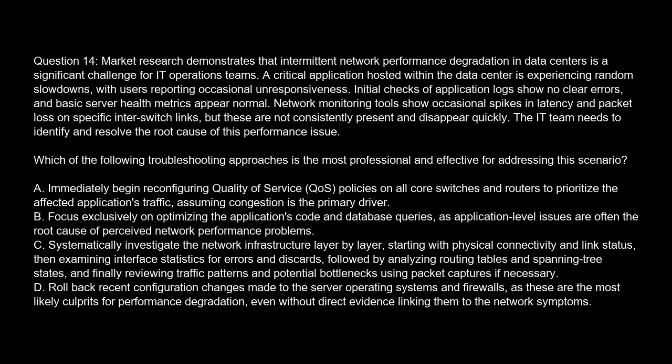Option C. Systematically investigate the network infrastructure layer by layer, starting with physical connectivity and link status, then examining interface statistics for errors and discards, followed by analyzing routing tables and spanning tree states, and finally reviewing traffic patterns and potential bottlenecks using packet captures if necessary. Option D. Roll back recent configuration changes made to the server operating systems and firewalls, as these are the most likely culprits for performance degradation, even without direct evidence linking them to the network symptoms.